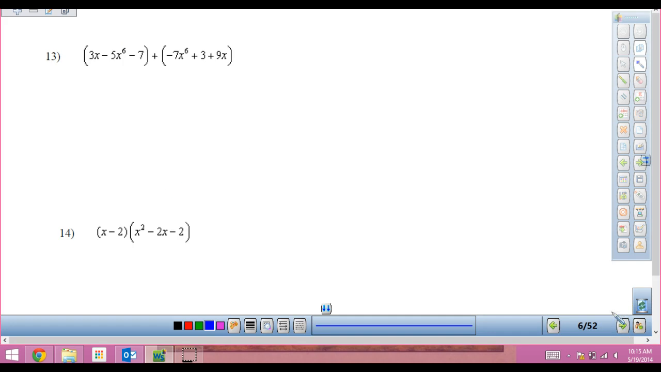Next page. Took us forever to get off page 1.